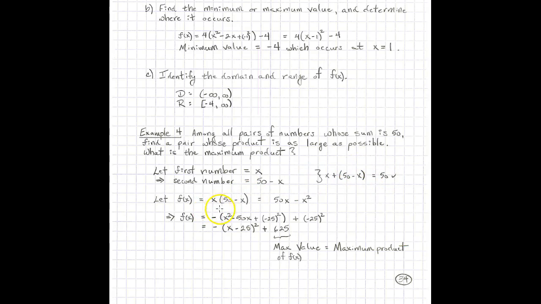So the function itself would be the product of these two numbers, x times 50 minus x, or 50x minus x squared, which is a quadratic. It's a downwards opening quadratic, so it will have a maximum value, no minimum. So then I complete the square to see where that maximum value is because it'll occur at the vertex. Complete the square, I get this quadratic into standard form, which means the vertex is going to be at 25, 625, right? So the maximum value is the y value, 625, and it occurs at x equals 25.